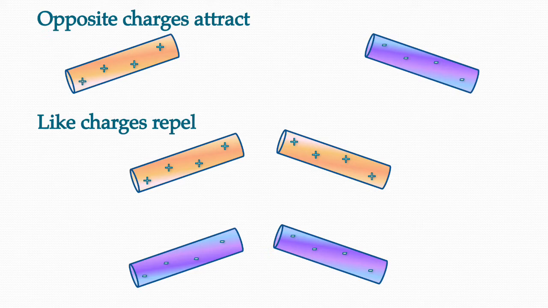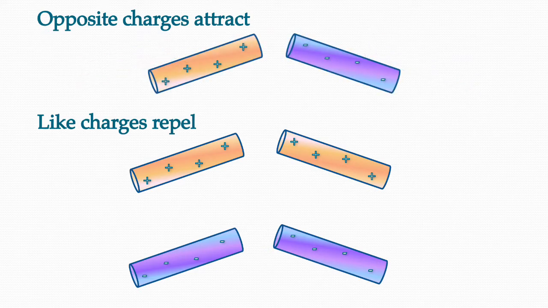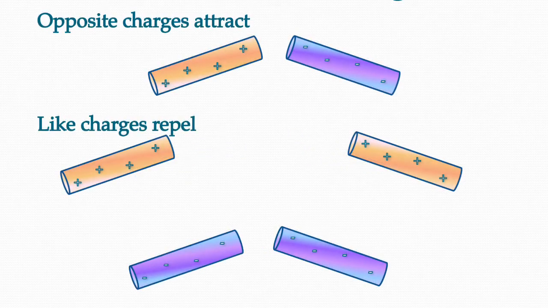Electric charge is a lot like magnetism. If you have two opposite charges, they will be attracted towards each other, whereas if you have two like poles, such as a positive and a positive, or a negative and a negative, they will be repelled by each other.